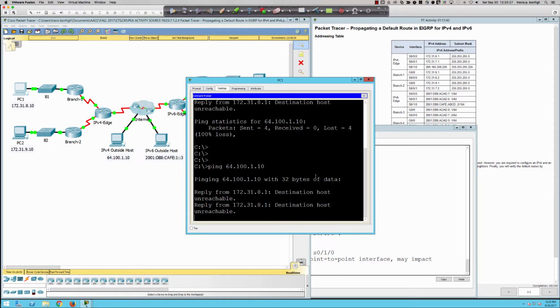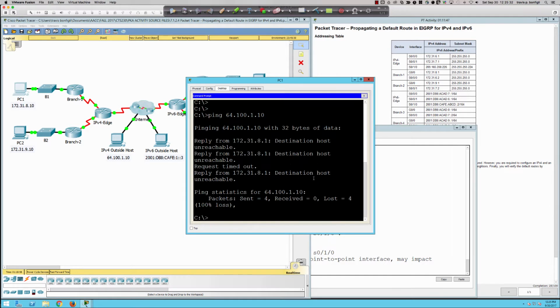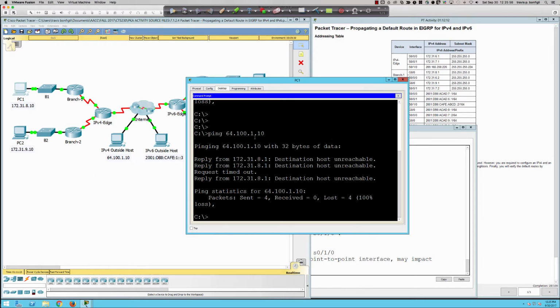Right. So remember, who's the default gateway for the PC? Is it the IPv4 edge router or is it the branch 1 router? And the same conversation for PC2. Is his default gateway the edge router or is it that interface on his local LAN segment in that same broadcast domain of the 172.31.9.0/24? And the answer should be a little obvious. It should be that it's not the IPv4 edge router because we don't have connectivity out to that 64.100, right?